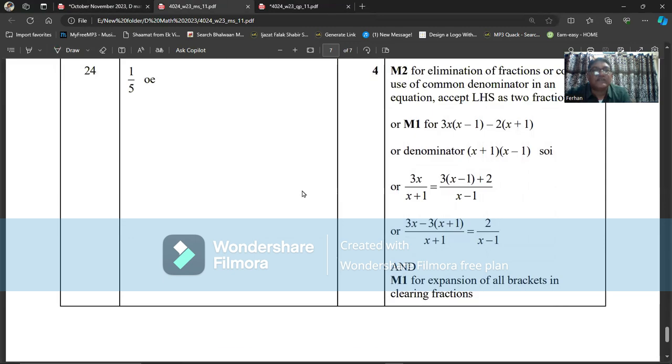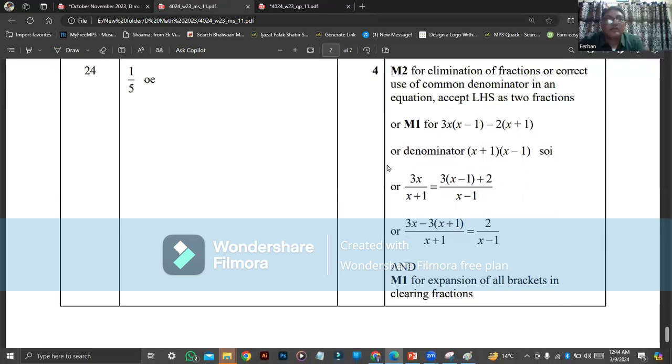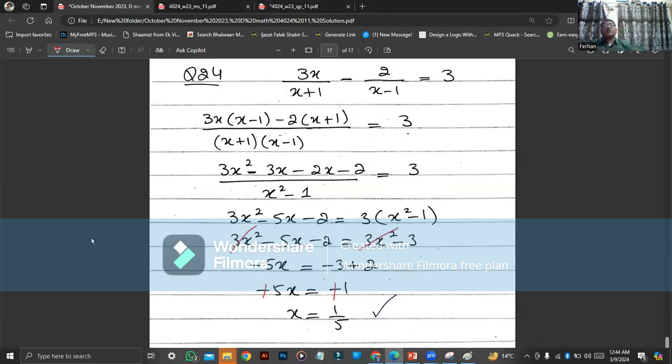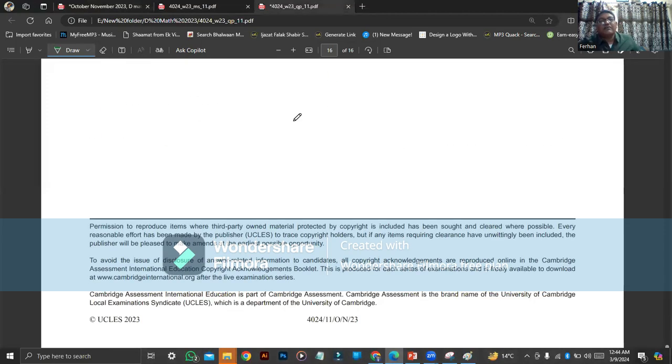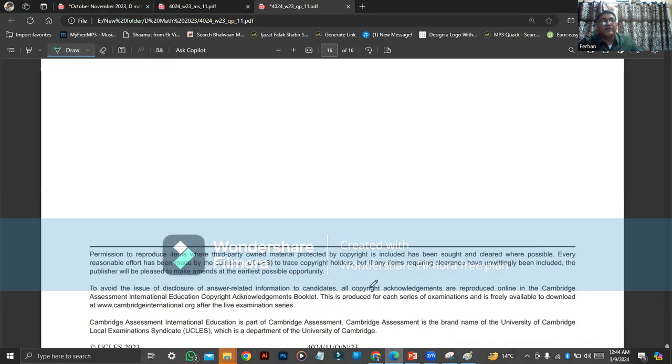So our answer is this. Question number 24. The answer is 1 by 5. This is the solution of question number 24. So by completing this question, we have reached the end of this paper.